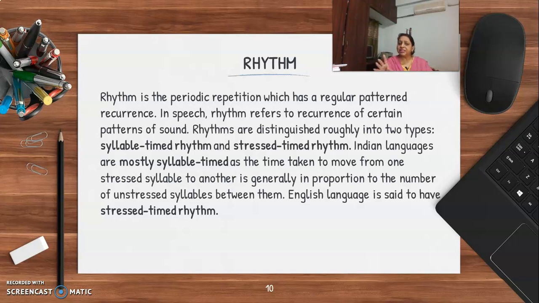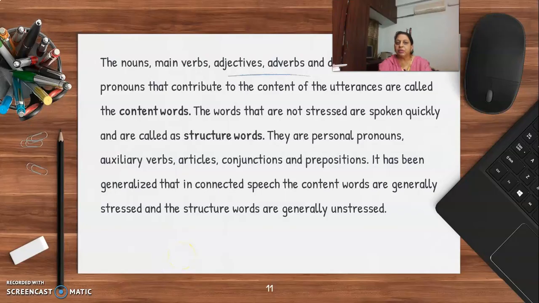English is said to have a stress-timed rhythm. So that is the difference between English and other Indian languages that we use. Then the nouns, main verbs, adjectives, adverbs and demonstrative pronouns contribute to the content of utterances. They are called content words. They contribute to the main content, the main meaning.